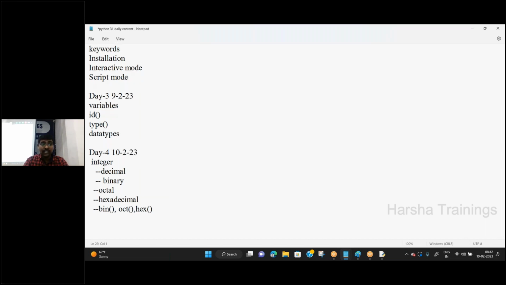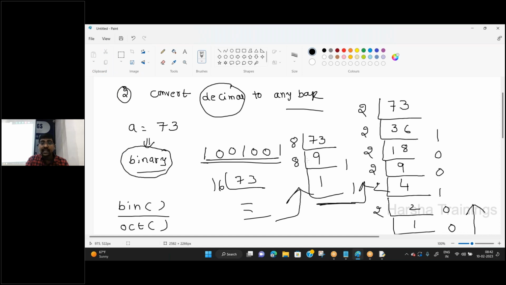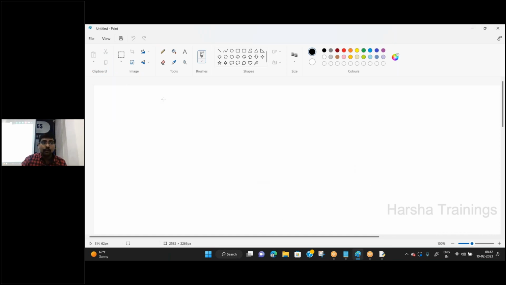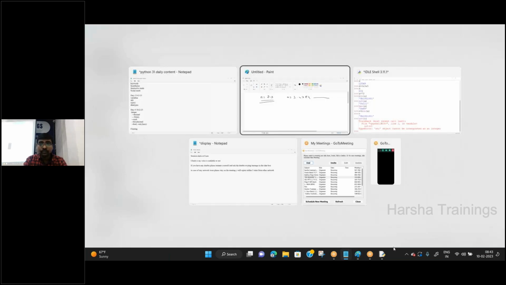Now, what is my next data type? Floating. Yes or no? Floating is used to store real numbers. Simple, directly one-point answer. A is equal to 2.3, B is equal to 3.4789 and so on. That is the floating point number.